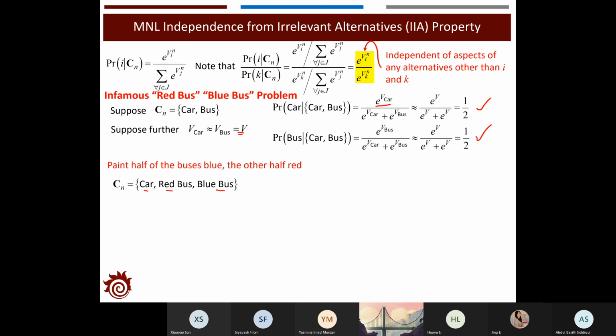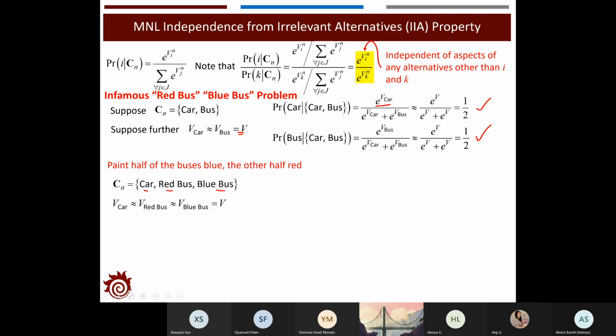But if we check the multinomial logit model, the utility of the car is still V, right? We did not change the utility of the car. The red bus is also a bus, so the utility of choosing the red bus is also V. And for the blue bus, it's also a bus, so the utility for choosing the blue bus is also V. Now it becomes very strange.